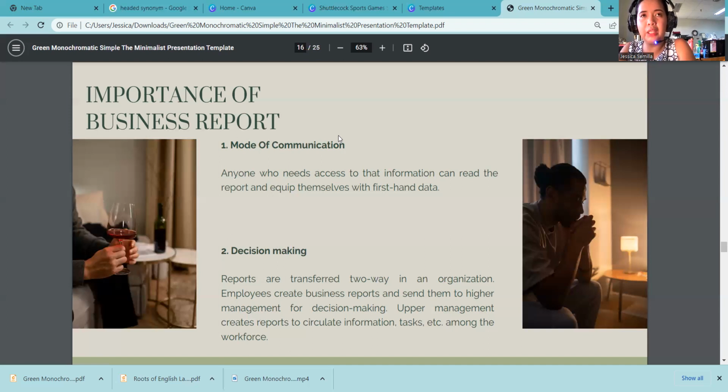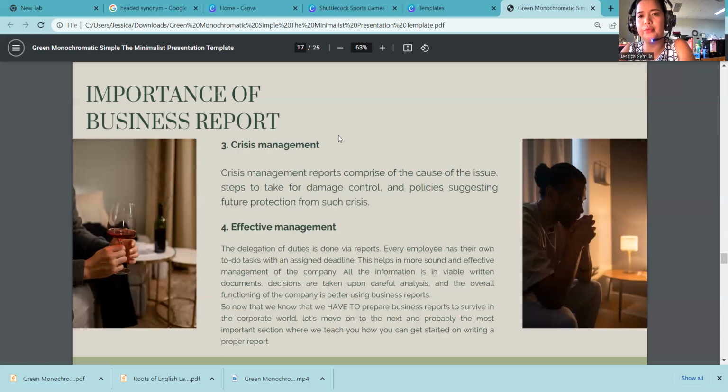Through the implication of the results presented through business reports. Reports are transferred two ways in an organization. Employees create business reports and send them to higher management for decision making. Upper management creates reports for circulating information, an example of which is about the workforce.